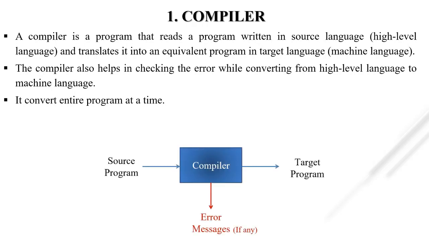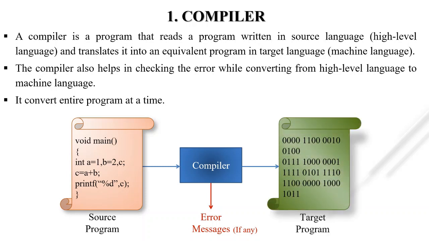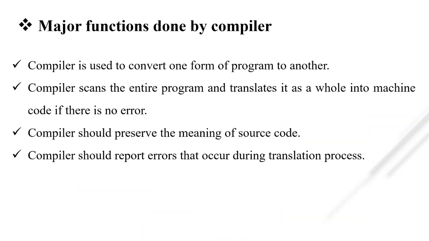This figure explains the definition of a compiler. So here we see, we write the source code in C language, that is a high level language. The compiler converts it into 0-1 form, that is machine level language. That is our target language. So the major function done by the compiler is that it converts a program from one form to another. It translates the whole program at a time and reports errors if any.